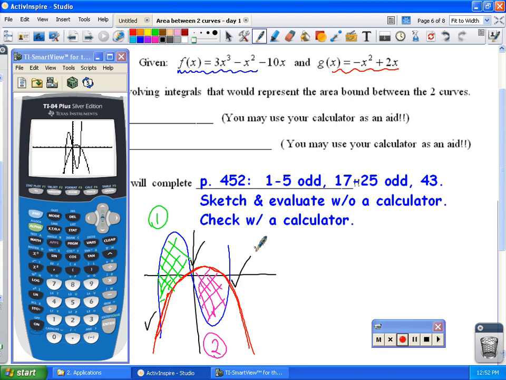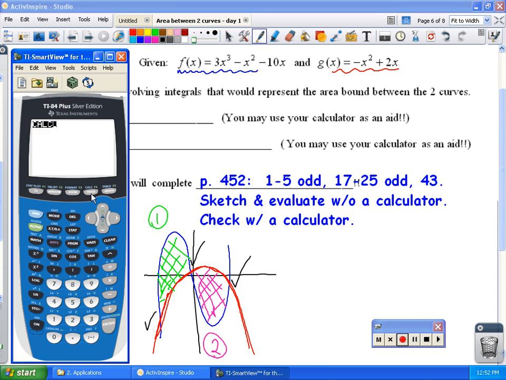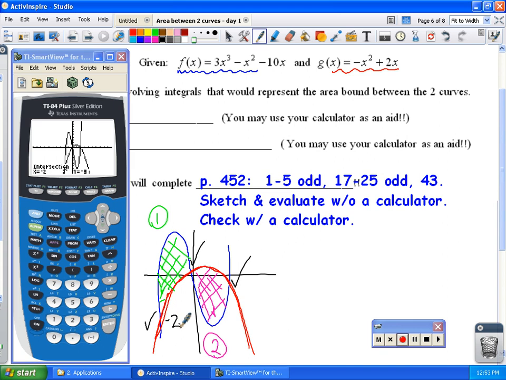I'm going to let my calculator find those points of intersection for me, and I'm going to store them. So here we go. Second calc, number 5. Now remember, the calculator will find the point of intersection that it is closest to, and I want to find this one first. So enter, enter, enter. And that turns out to be a nice number of x equal to -2. I'm going to write that there. Actually, there's no need to store that because it's a nice number.